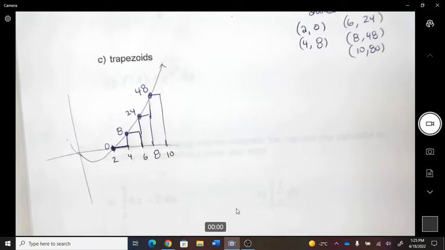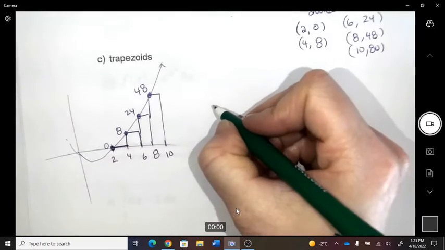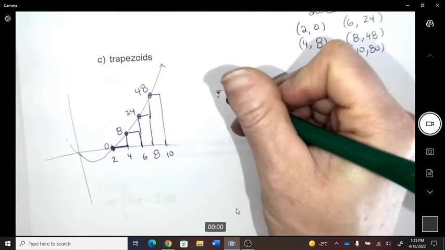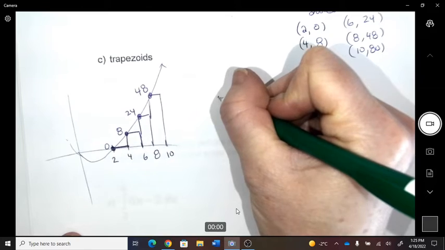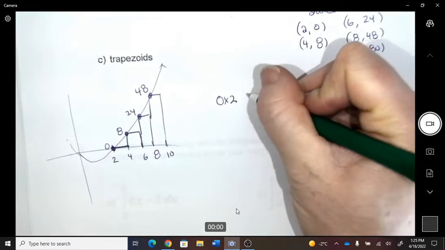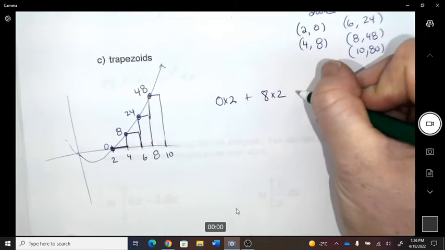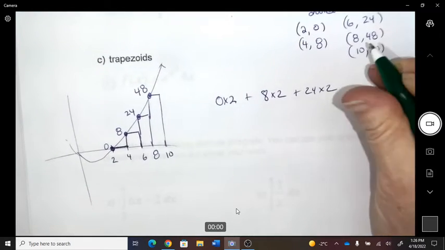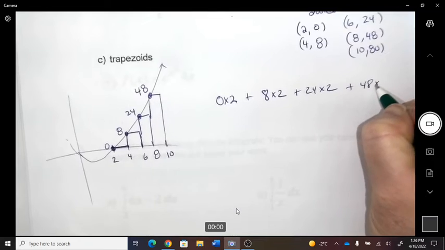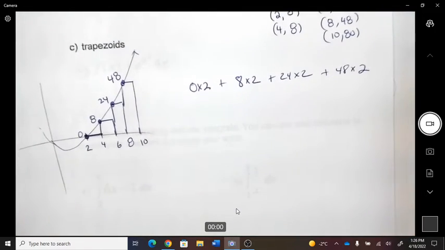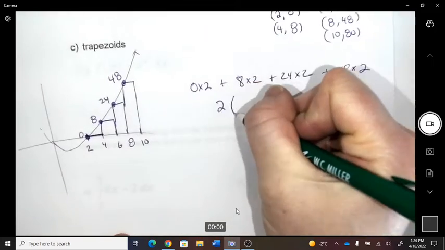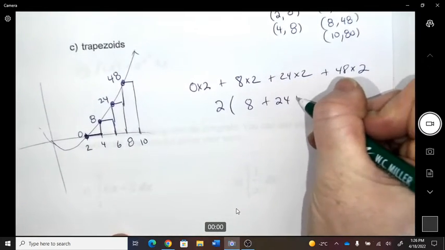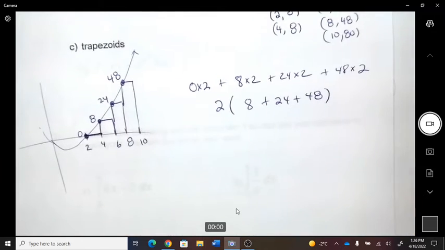You can obviously see that the area that I'm going to get out of this is going to be way lower than the actual area, right? Okay. So if you want, I'll write it the long way. You don't have to write it the long way. So 0 times 2 is the first rectangle. 8 times 2, 24 times 2, and 48 times 2. Those are the 4 separate rectangles. But really, if you want to do this way shorter, you can GCF a 2 out of all that.